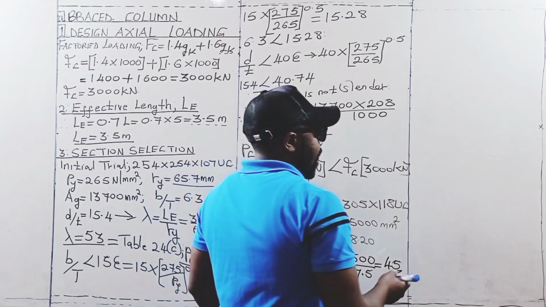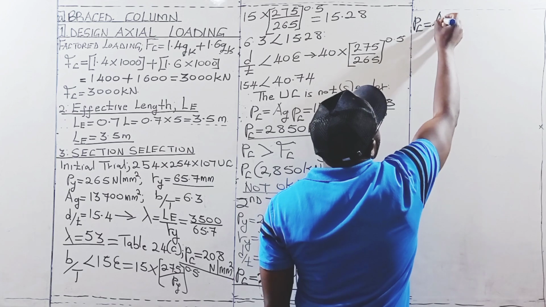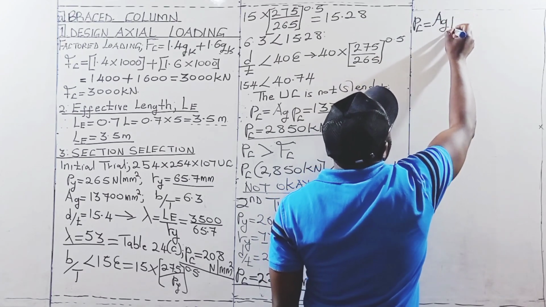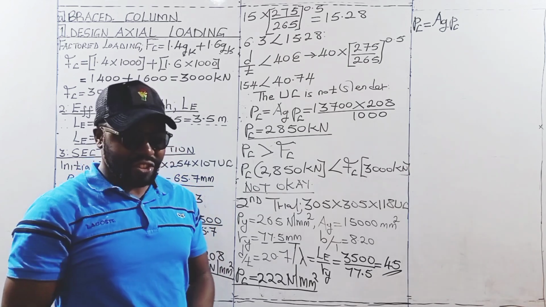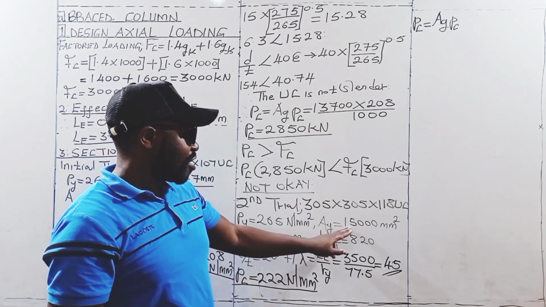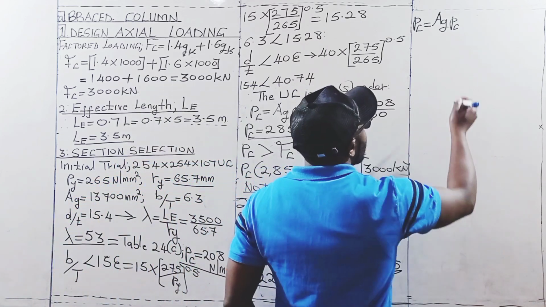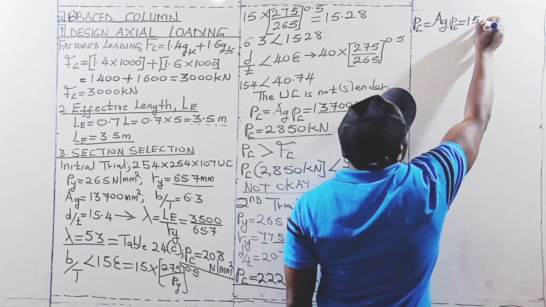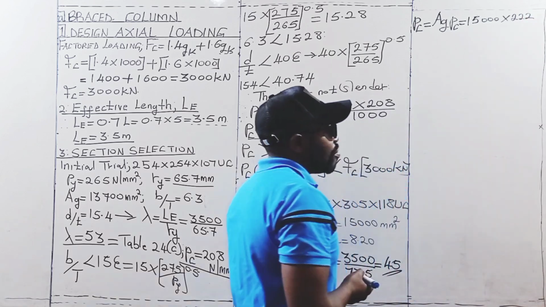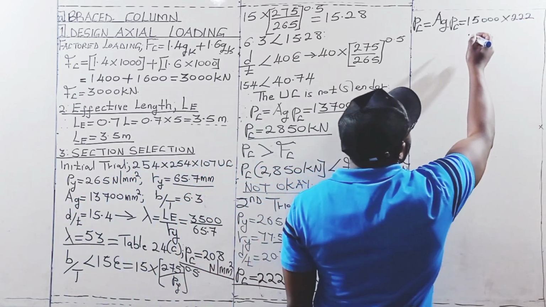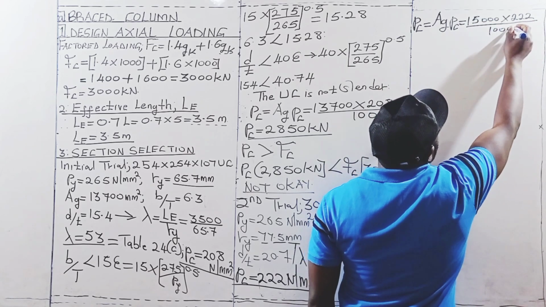And therefore, the compression resistance of this section will be given by its gross cross-sectional area times the compressive strength of this steel section. The gross cross-sectional area is 15,000 square millimeters. So we are going to have 15,000 square millimeters times Pc, which is 222 newtons per square millimeter. And for us to get the answer in kilonewtons, we are going to divide by 1,000.